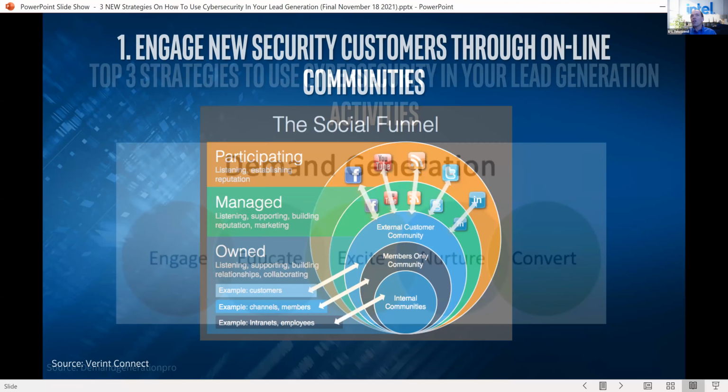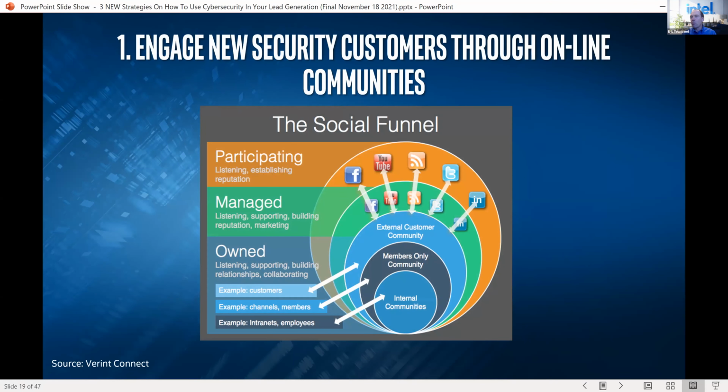So let's jump into the very first one that I know people may have heard before, but I want to make sure you see how we do this. So right now, engaging new security customers through online communities. Now, if you don't know this already, just jump on LinkedIn, hopefully you have that. Go look on LinkedIn and type in the word security, do a search, and you'll see all the feeds that are actually talking about that, right?